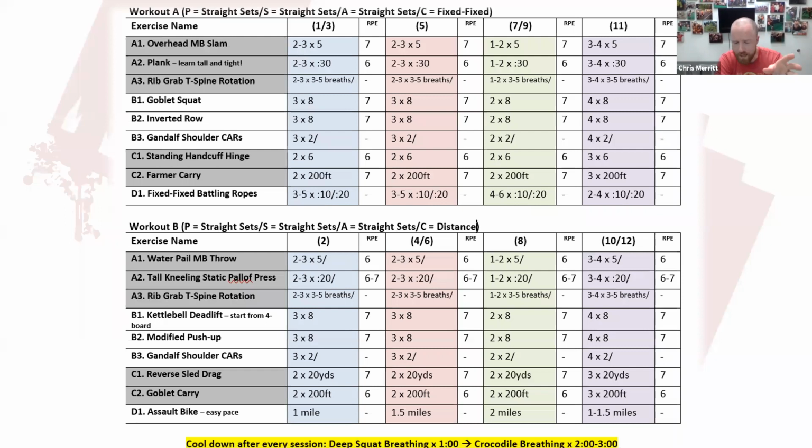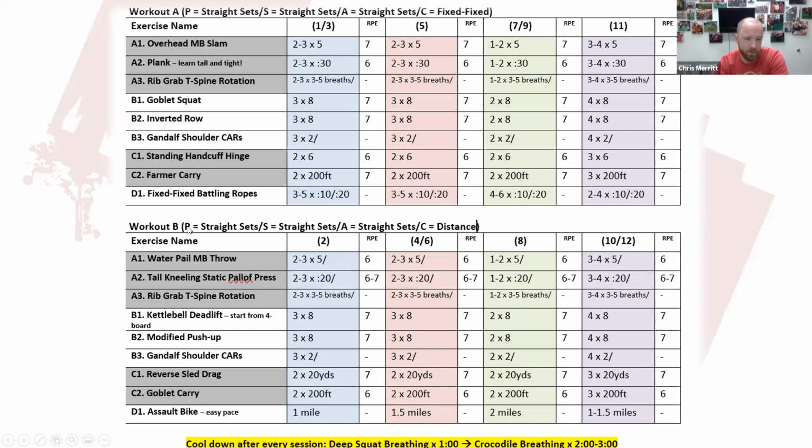So exercises off to the left. Each color column, the blue, the pink, the green, the purple, is just going to have the number of sets, the number of reps, and what session number. So where you see 1/3, 5, 7/9, 11, those are the session numbers. Over from that, we've got the RPE, the rating of perceived exertion. We're going to talk about that today.